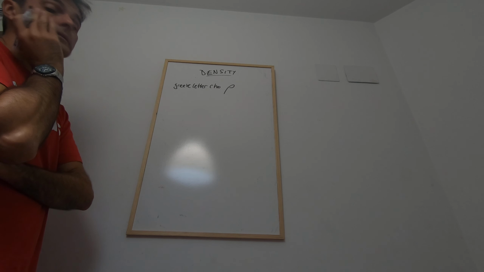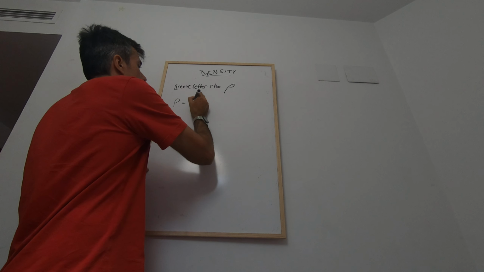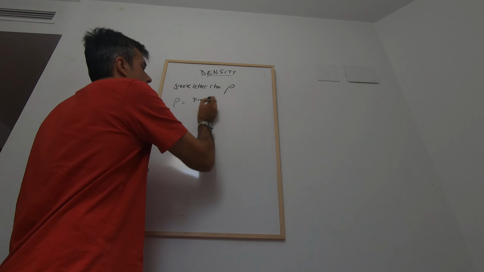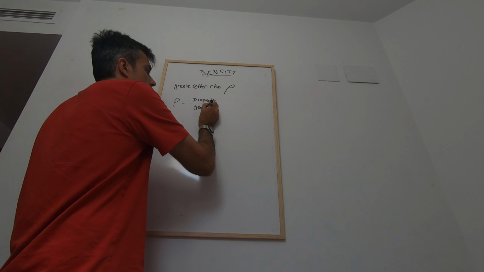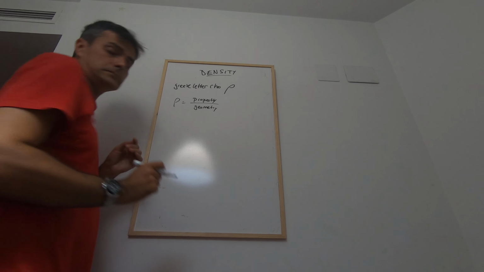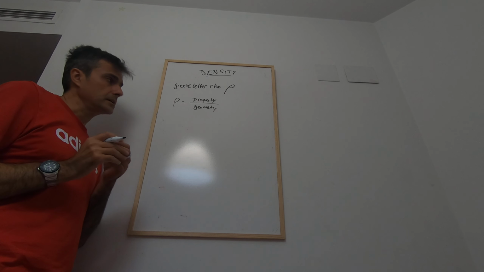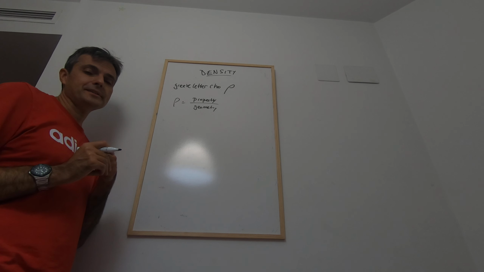So anyway, density in general refers to a property, whatever it is, divided by a geometry. So a property could be anything, and the geometry could be anything. And I say every sentence because I'm tired.